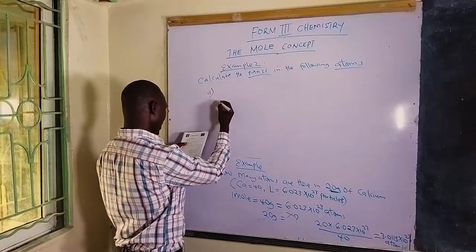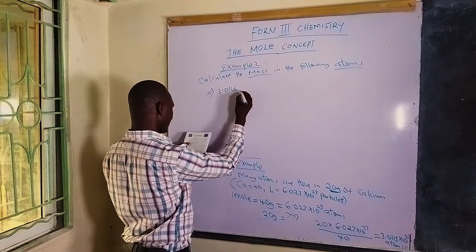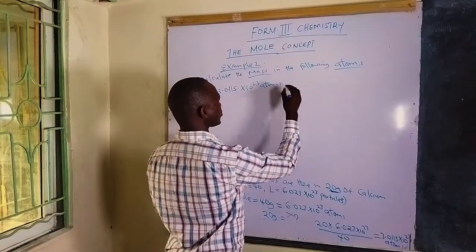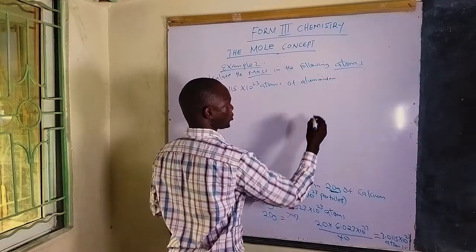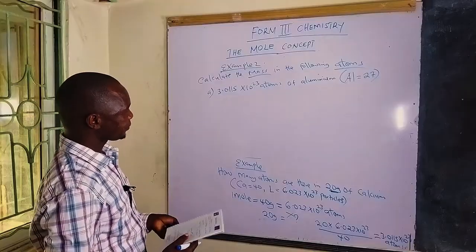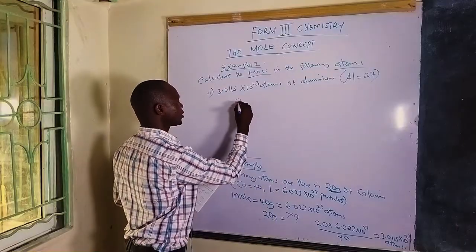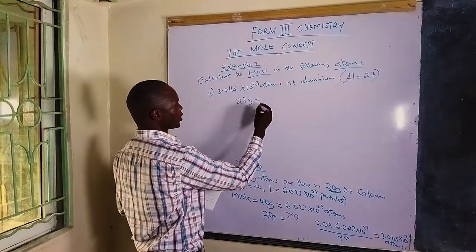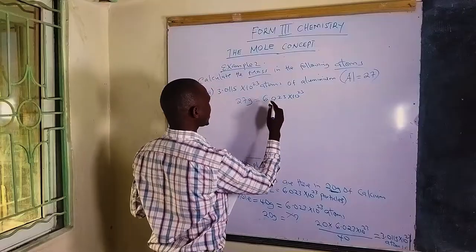That is A, we have 3.0115 × 10^23 atoms of aluminium. The relative atomic mass of aluminium is 27. So we know that one mole of aluminium weighs exactly 27 grams. And the 27 grams will always contain how many particles? We know it is 6.023 × 10^23 particles, and in this case, we need atoms.